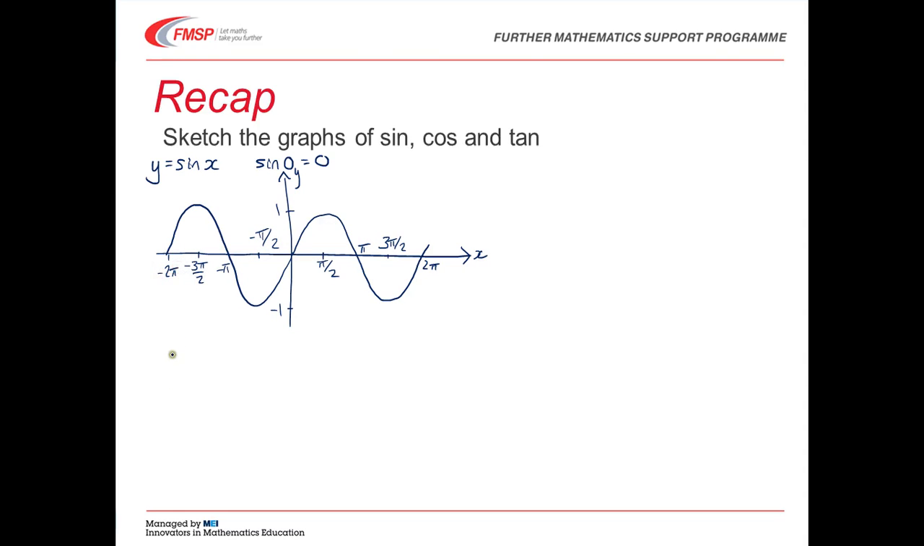And now y equals cos x. So the key bit of information is that cos of 0 is 1. If you forget those, you can of course check them on your calculator, but it will be good by this stage of your A-level course if you can remember those key values, even if none others.